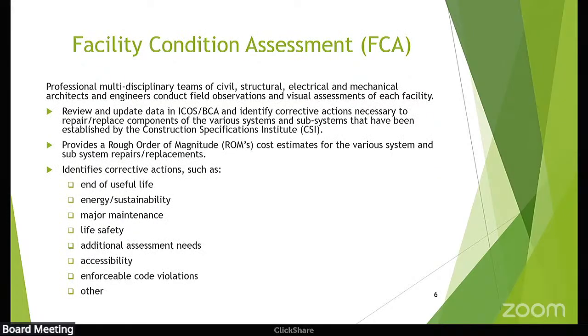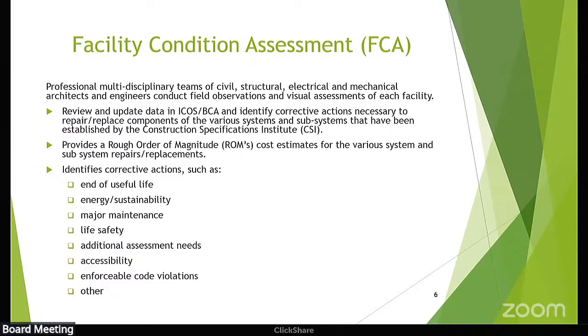So what the condition assessment is really doing is it's basically a requirement that the WAC actually requires that we use professional people, which are architects and engineers, that come in and actually take a look at our facilities. They're typically structural, electrical, and mechanical engineers and architects that all are licensed by the state of Washington. And then they come in and basically conduct visual inspections of our equipment and then give us an assessment.